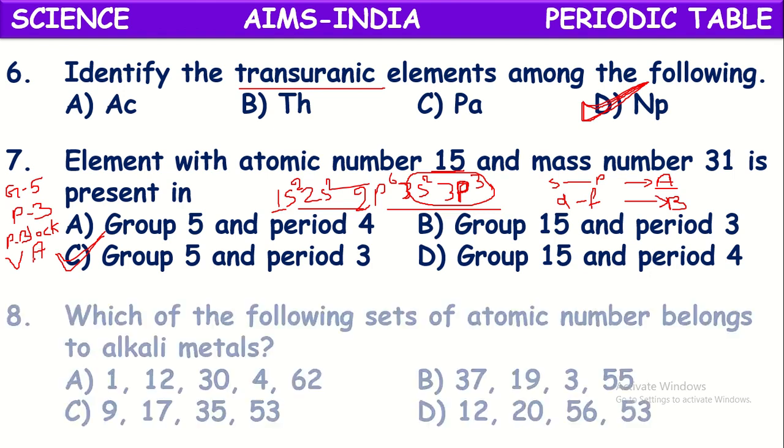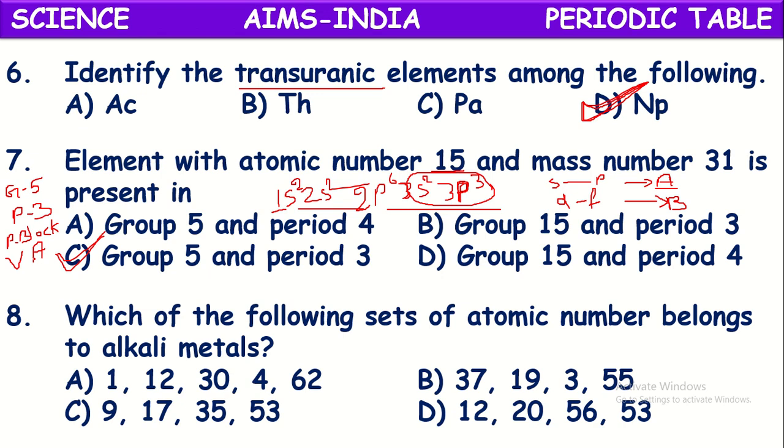Okay. Next one. Which of the following sets of atomic numbers belongs to alkali metals? What are alkali metals? First A group elements are called alkali metals. We know in the first group there are hydrogen, lithium, sodium, potassium, rubidium, cesium. These are first group elements. What is the atomic number of the first element? 1. And lithium's atomic number is 3.